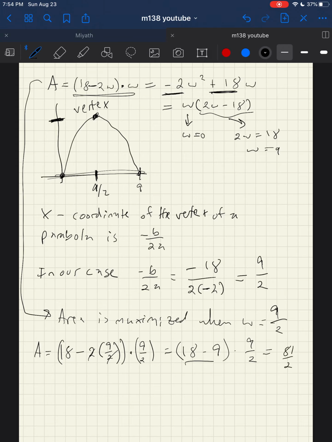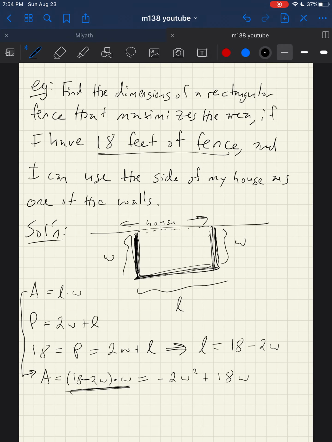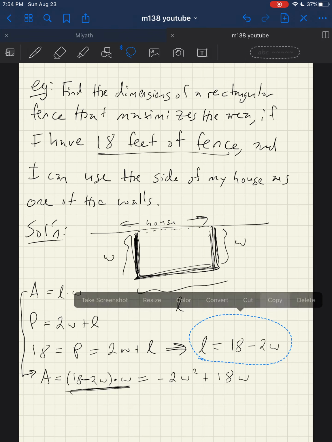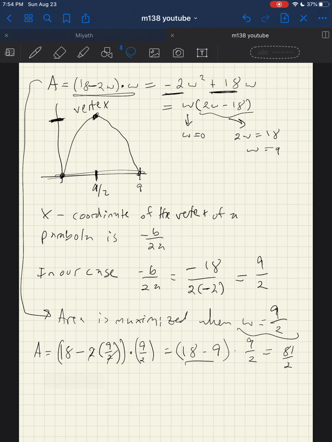What are the dimensions? Well, here is my value for w, and what was L? We go back over here. Remember, L is 18 minus 2w. Let's copy this and paste it here. 18 minus 2w. So this is 18 minus 2 times, remember, w is 9 halves, or 9.